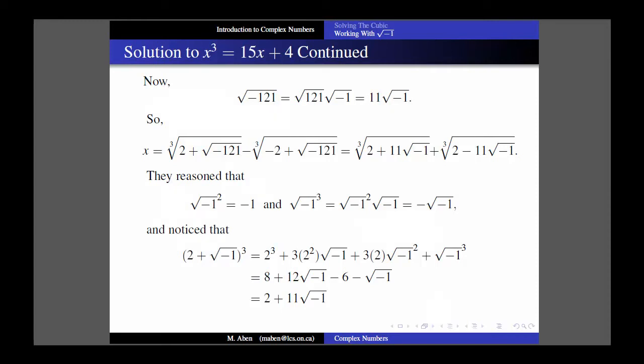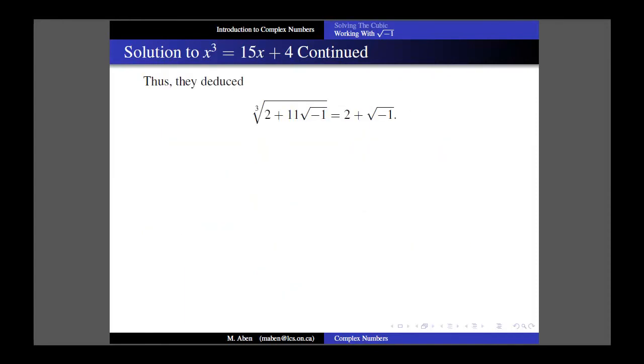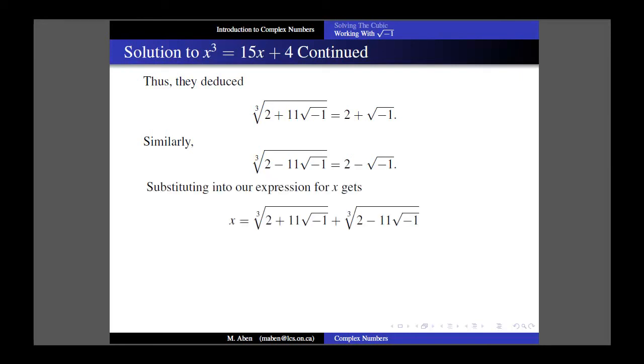Anyway, onwards. So they deduced that the cube root of 2 plus 11 square root -1 must be 2 plus the square root of -1. You can use a very similar piece of logic and show that the cube root of 2 minus 11 square root -1 must be 2 minus the square root of -1. So we can take our expression that we've gotten so far and replace the two cube roots with 2 plus the square root of -1, and then plus 2 minus the square root of -1, and we get exactly what we want to happen.